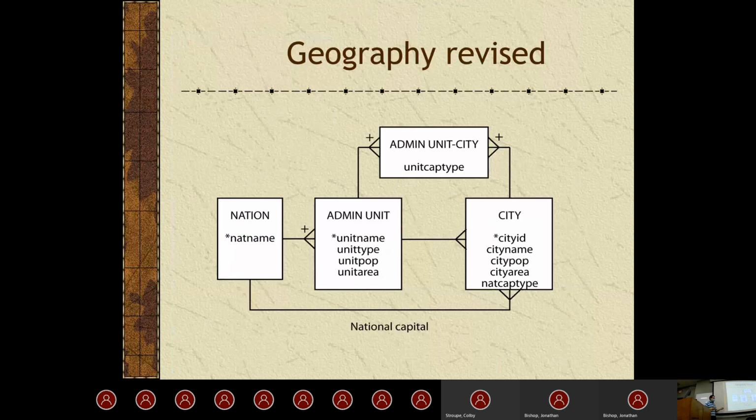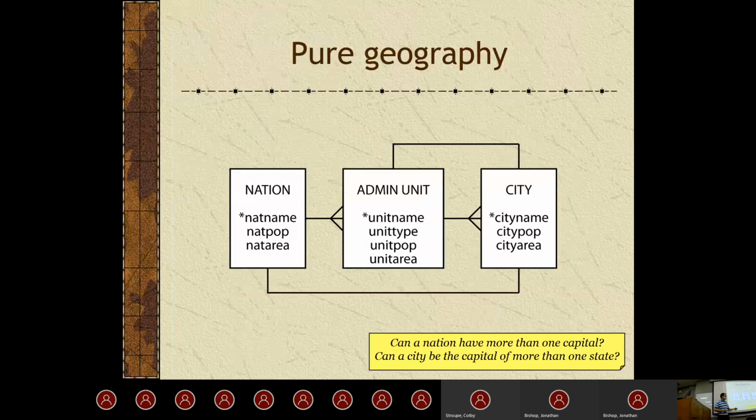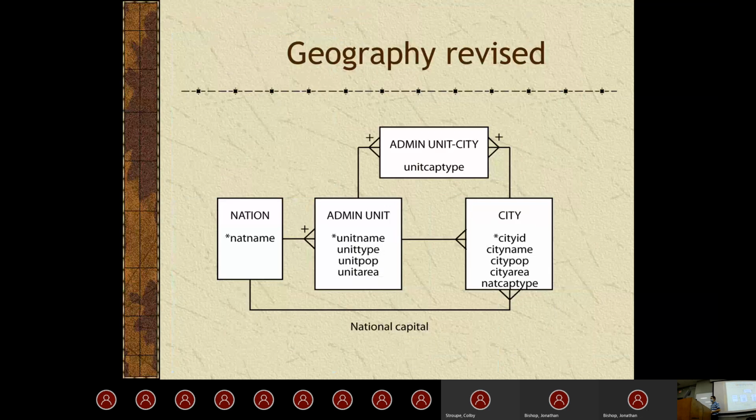So we want to take that first model we had and revise it. We're going to do some quality improvements to it. Now we've correctly labeled the nation as one to many cities, but a city is going to be the national capital of one and only one nation. In other words, a city can't really be the capital of two nations because it can only be inside of one nation at a time. So that's what we're seeing here.